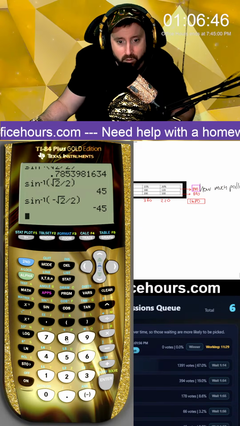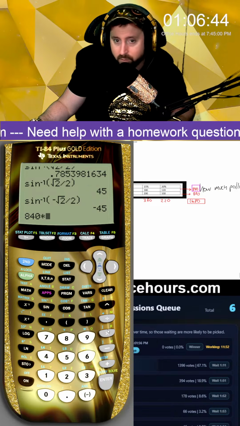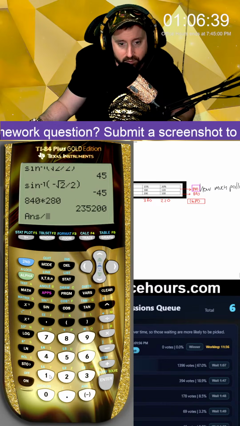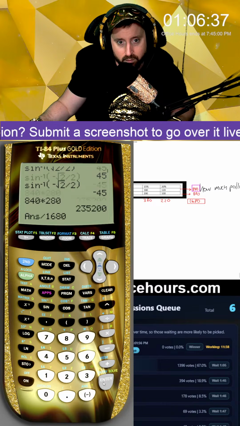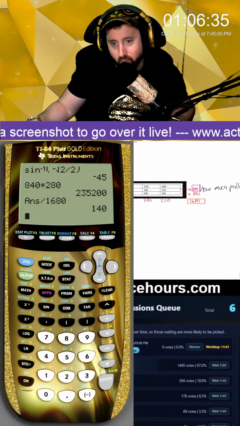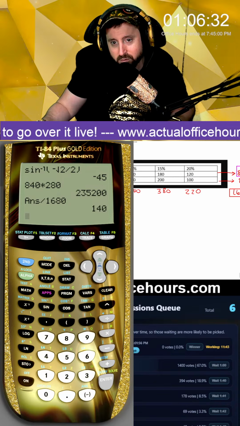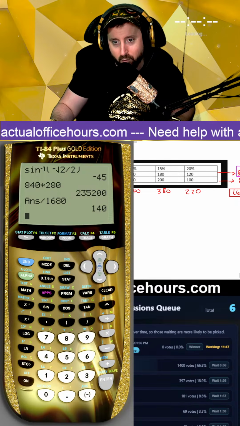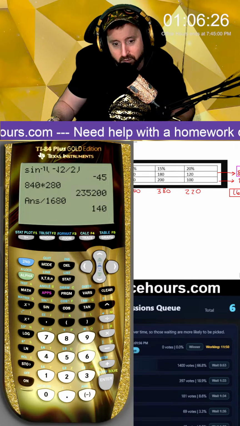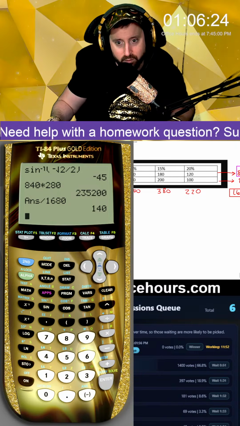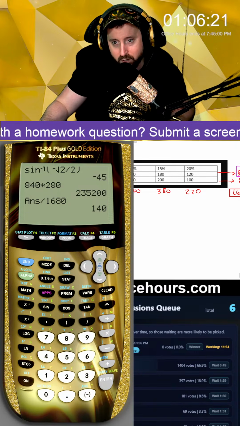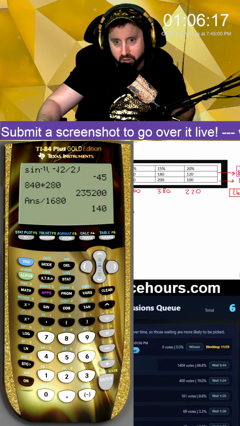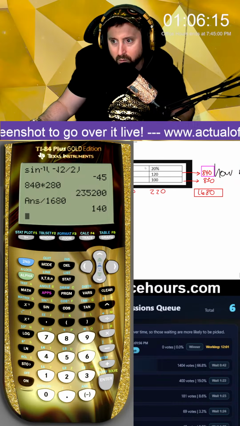Okay, so 840 times 280 divided by 1680. That's 140. Okay, cool. And actually, this kind of helps. Once you figure out these, you can figure out what these should be then. Right? So if this is equal to 140 as the expected, then out of 280, this should also be equal to 140.